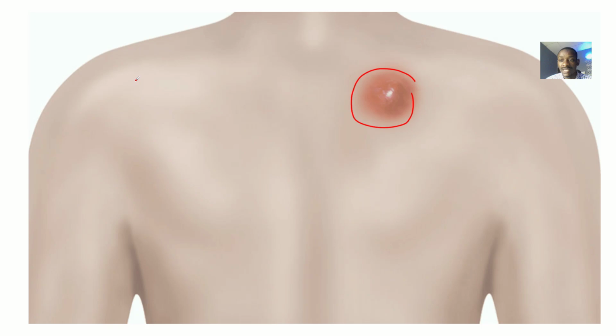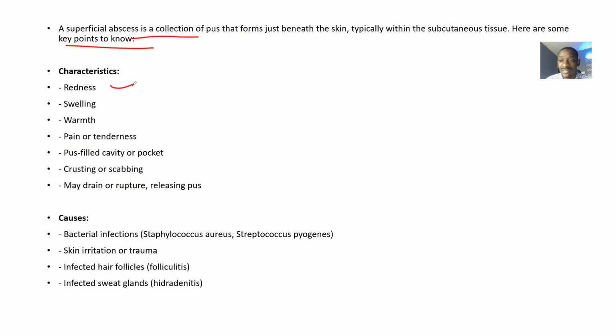Here are some things you should note about its characteristics. Can you see the area is red? There's a swelling, so there's redness, there's swelling, and if you feel the temperature around that place, it will be warmer. There will be pain and tenderness. There will be a pus-filled cavity or pockets. There will be crusting or scabbing. And it may drain or rupture, because it's closer to the skin. Once the covering has a problem, it just ruptures out.